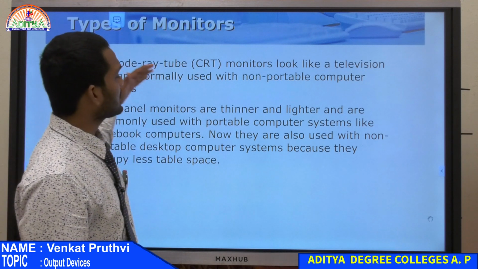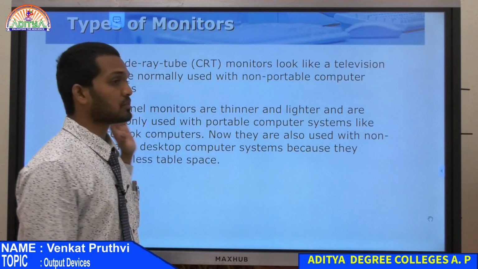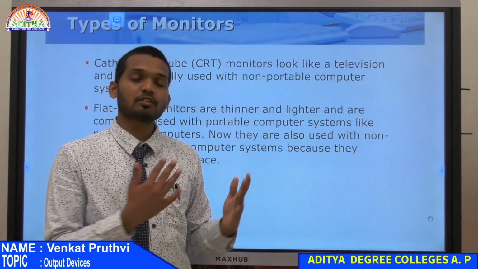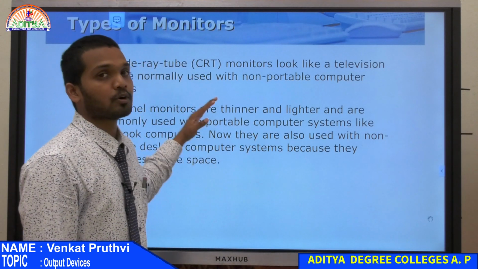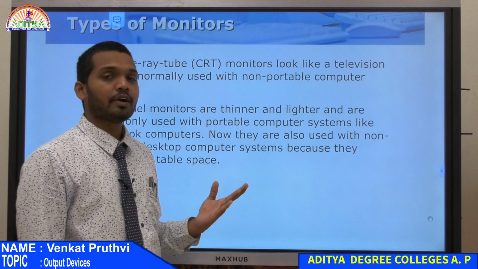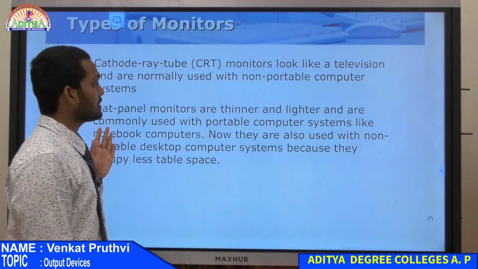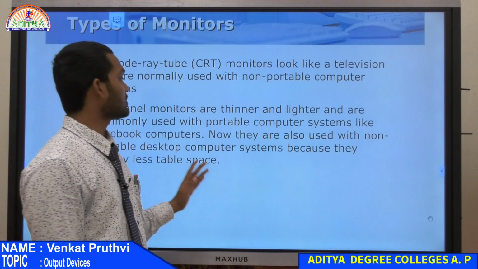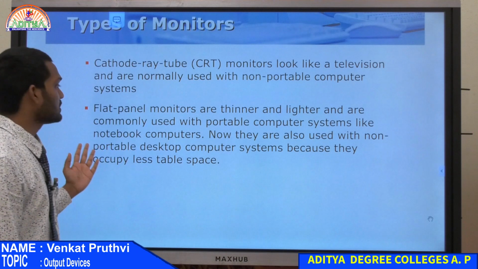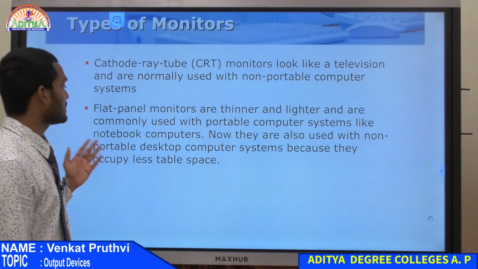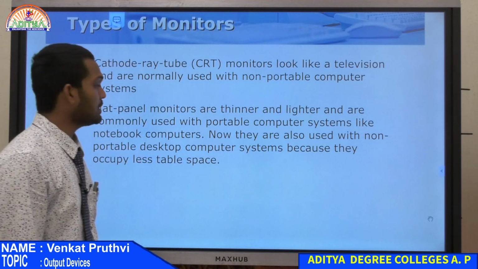So the cathode ray tube CRT monitors look like a television and are normally used with non-portable computer systems, that is you have a CPU cabinet and also the keyboard and mouse separately, and they are not all integrated into one. That is the reason they are not portable and you cannot take them while traveling, or easily shift them from one place to another. And then flat panel monitors are thinner and lighter and are commonly used with portable computer systems like notebook computers. Now they are also used with non-portable desktop computer systems because they occupy less table space.